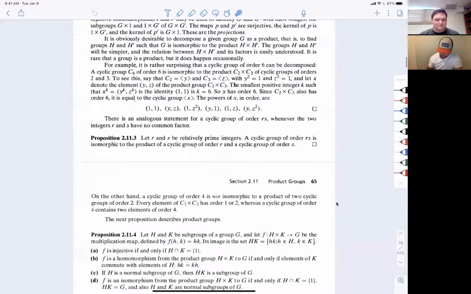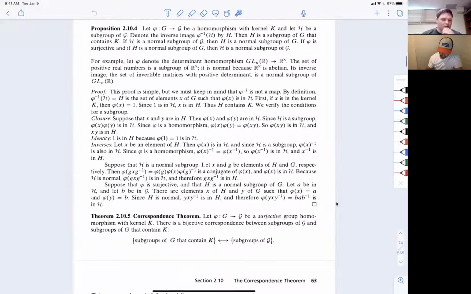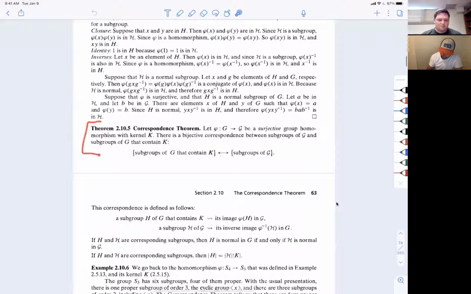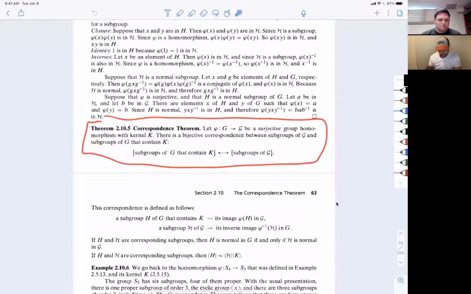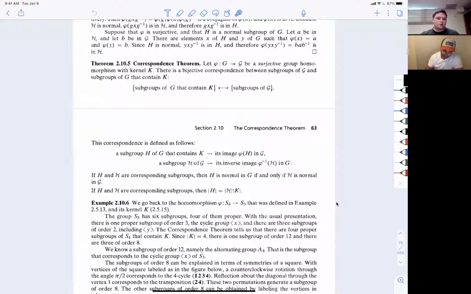Here we go. So here's the correspondence theorem. And what do we have involved? We have a surjective homomorphism, an onto homomorphism. And I think the point they're making there is, what did they use for G prime? Yeah, they used H and G prime. So, okay, that's a good question.